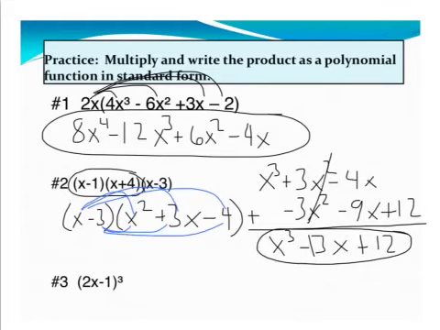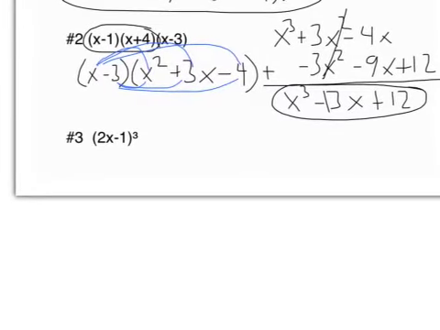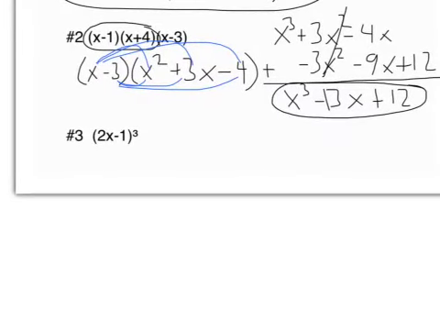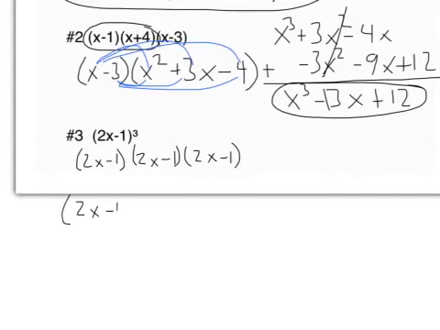Alright, for the next one here, we have basically the same idea. Let me give us a little more space here to work. So for this one, I'm going to think of it as 2x minus 1 times 2x minus 1 times 2x minus 1. So I'm going to multiply those first couple together, and I end up with, I'll keep the 2x minus 1 out front, and I've got, well, 2 times 2 is 4x squared. I get negative 2x, and negative 2x gives me negative 4x, and then I have negative 1 times negative 1, which gives me positive 2.